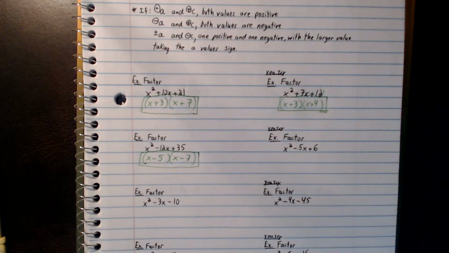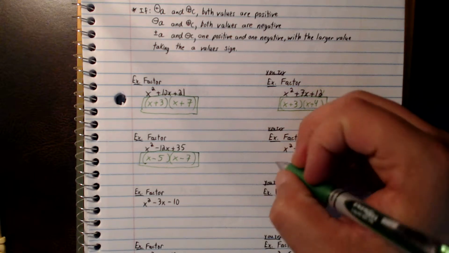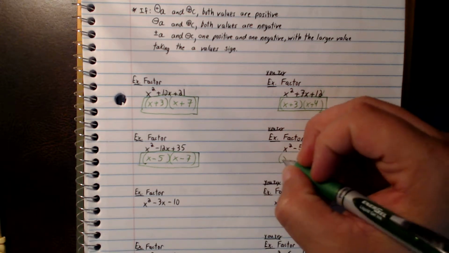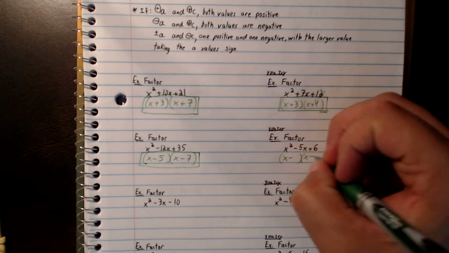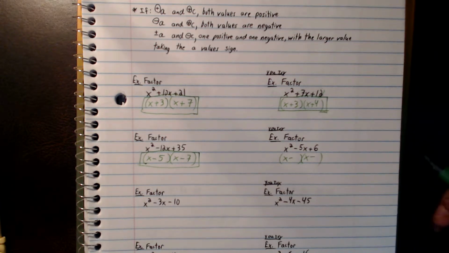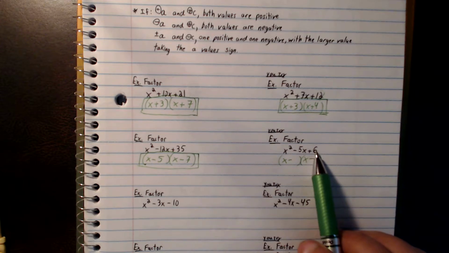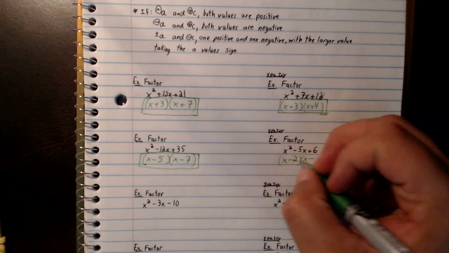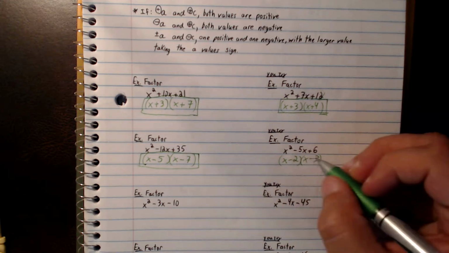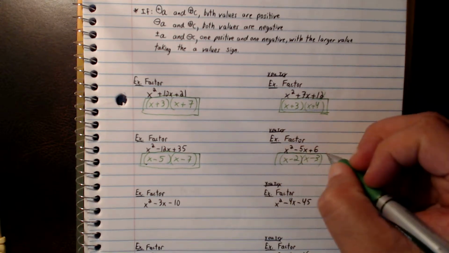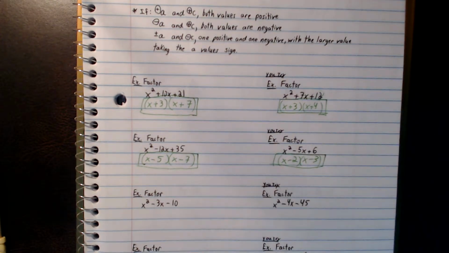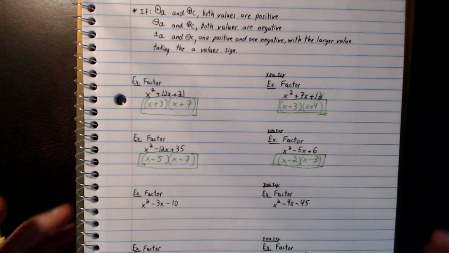So why don't you try out this one right here. Pause the video and resume it when you're ready to check. Okay, so we know we're going to have two negative solutions here, right? Two negative factors, because C is positive and A is negative. Two numbers that multiply to 6 would be 2 and 3, and negative 2 and negative 3 add to negative 5. So that worked. Hopefully you got that same solution.